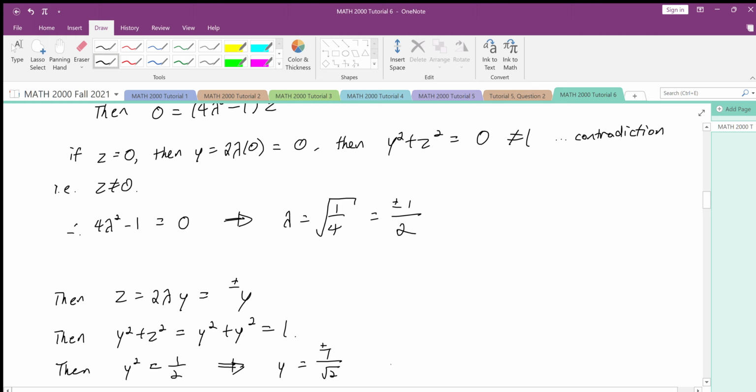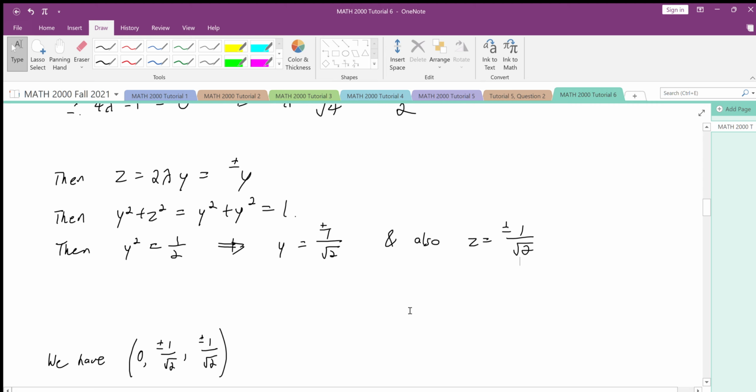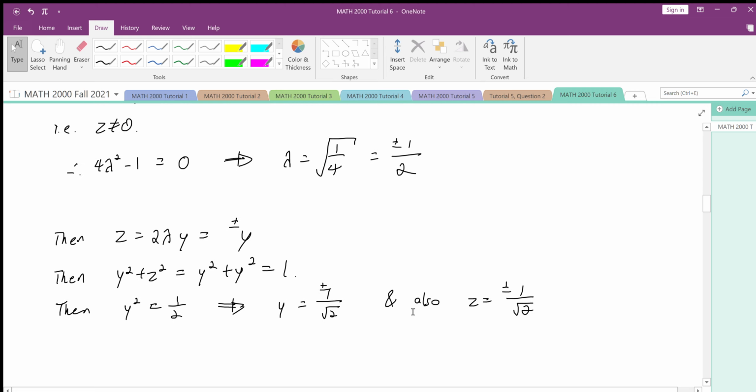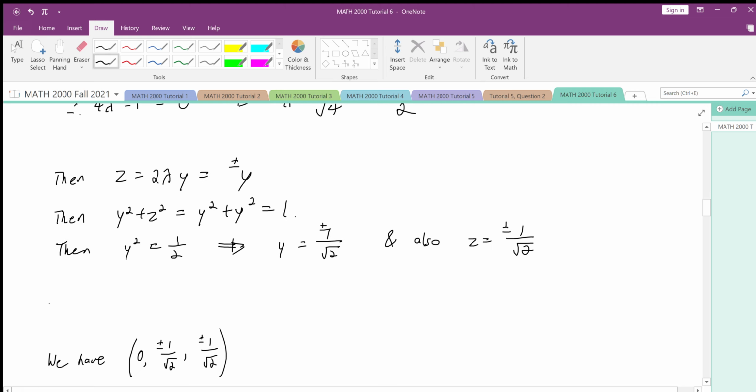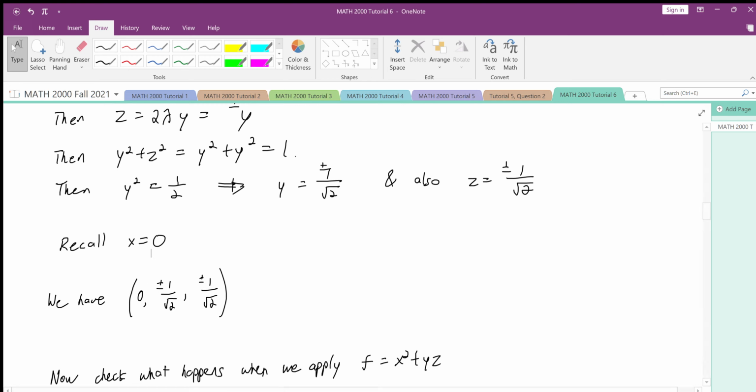So we would have that. So overall, we recall x is 0, and overall, we will have these possible cases. So now we finished case 1, case 2a, and case 2b. Now let's see what happens when we apply f to those points.